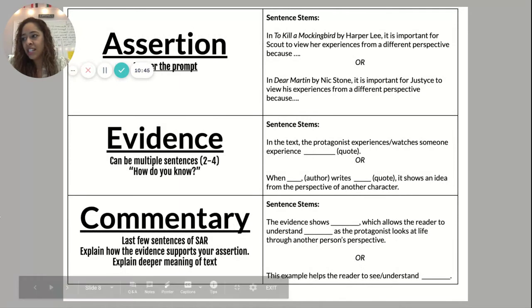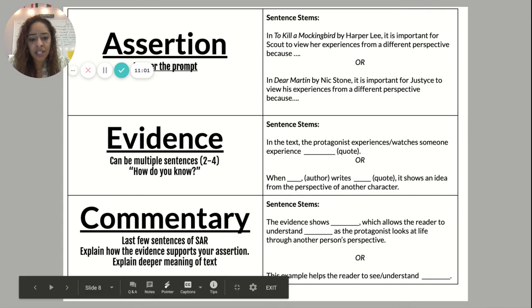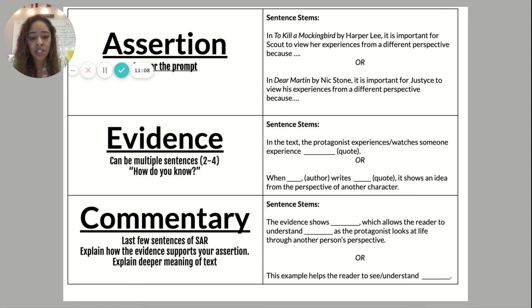Okay, so let's take another look at an example here. This is an example from an English course here in Coppell ISD. The teacher gives students the sentence stems to respond to their reading. I want you to notice how complex some of these structures are. Let's look at the next to last example. It says, the evidence shows blank, which allows the reader to understand blank as the protagonist looks at life through another person's perspective.